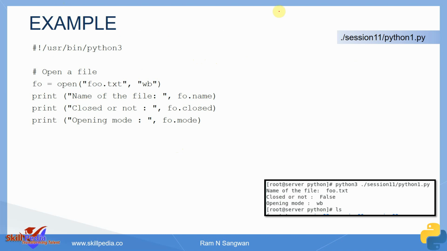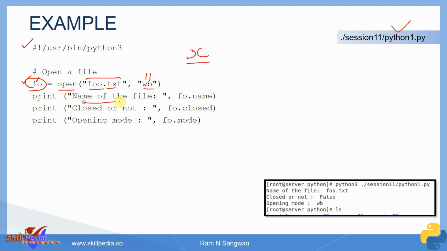A simple example, very simple example. The source code is python1. I will be sharing that. So, #!/usr/bin/python3. fo, that is file object. You can give any name, like let's say x or y or donkey or horse or monkey, anything. We are creating an object with the name fo. open is the function, and this is the name we want to associate with this object: foo.txt, in write binary mode. That means create the file if the file does not exist and write in binary mode.